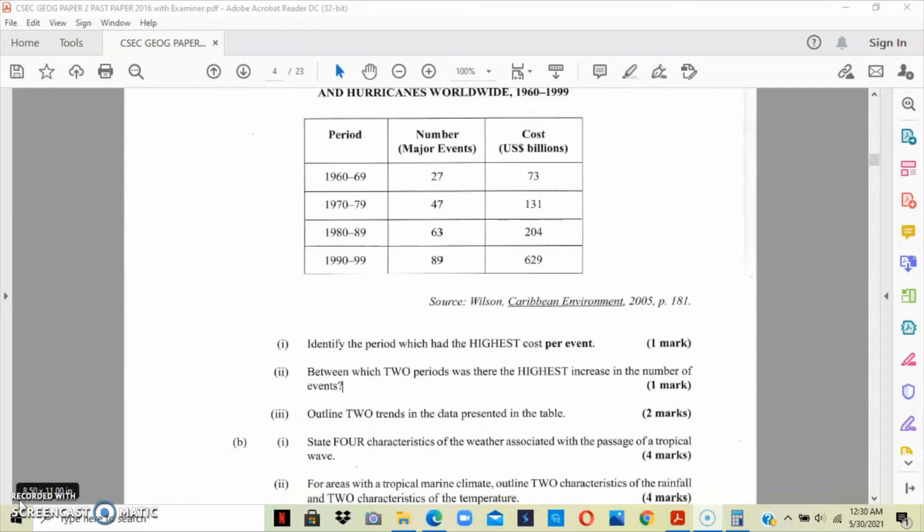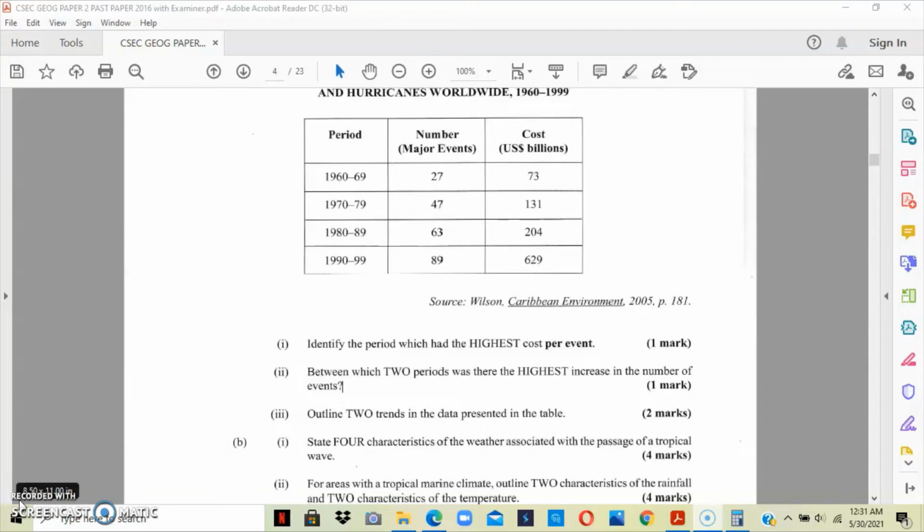Part 2 asks us between which two periods was there the highest increase in the number of events. So the number of events increased between 1970 to 1979 and 1990 to 1999. So that was the biggest increase. Those two had the biggest increase.